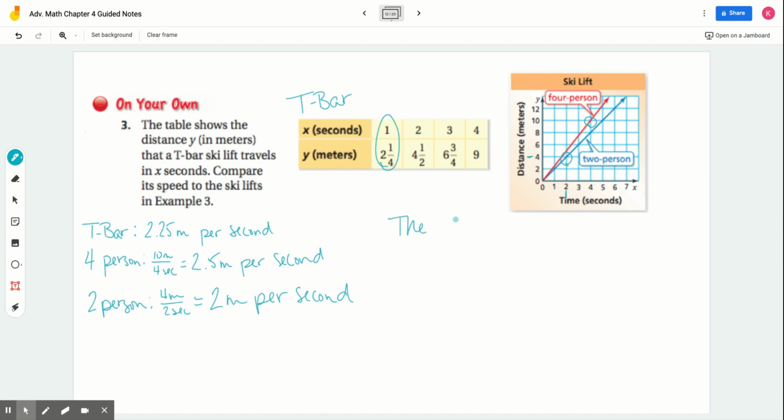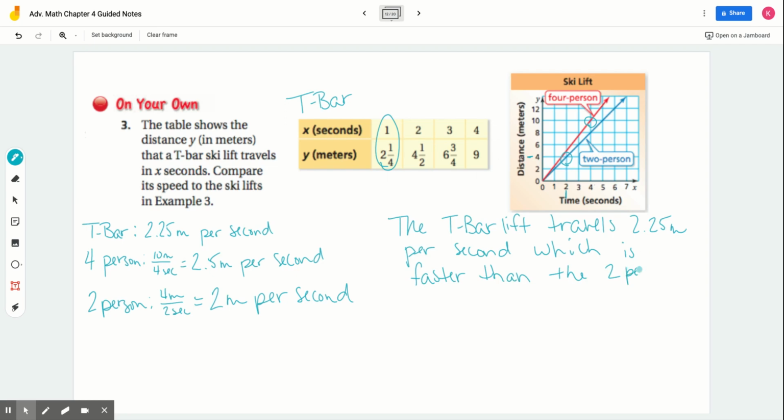So the T-bar lift travels 2.25 meters per second, which is faster than the 2-person lift and slower than the 4-person lift.